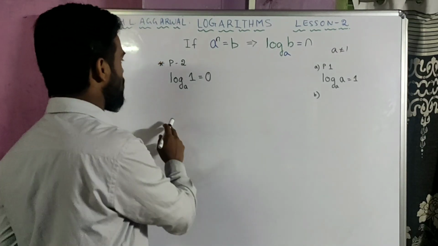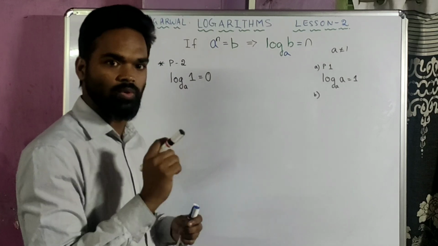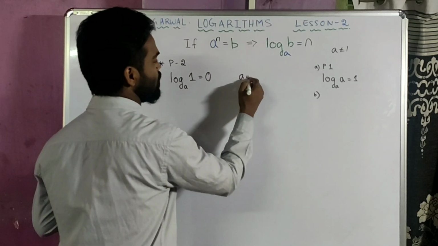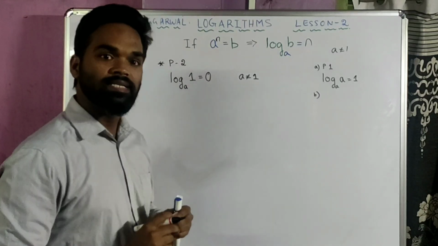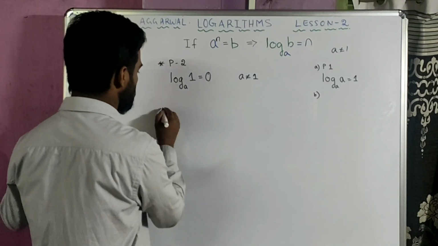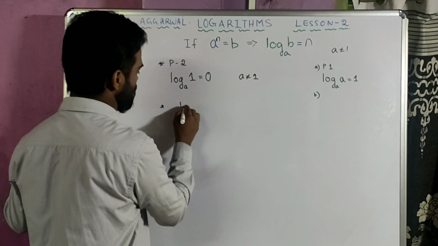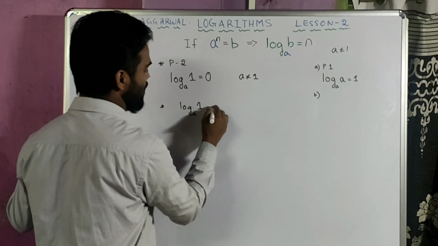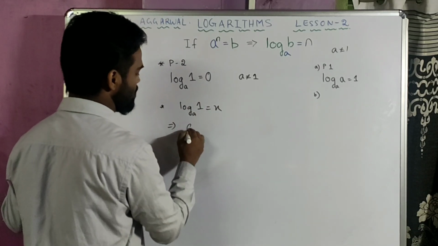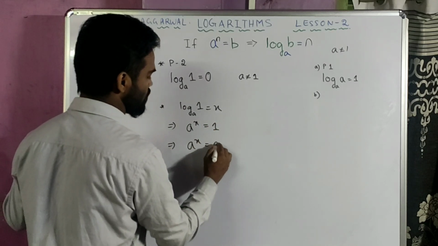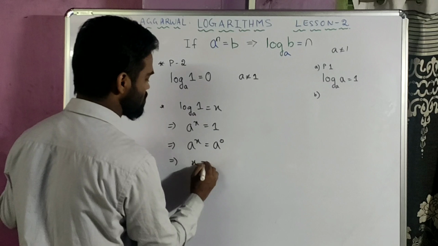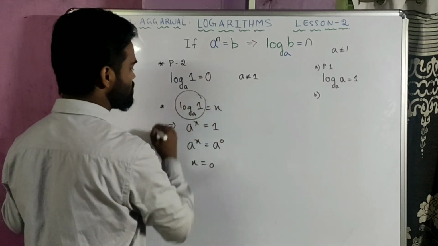Now look at the second property, which says log of 1 to any base, of course a not equal to 1 and a is a real positive number, will be equal to 0. How come this? Look over here. Suppose I take log base a of 1 as x. So in exponential form, can I write a to the power x equals 1? Which I can write as a to the power x equals a to the power 0, which means x equals 0. So this becomes 0.